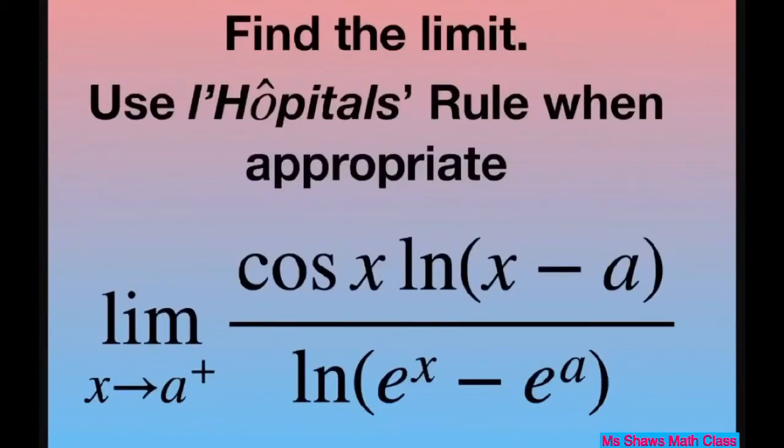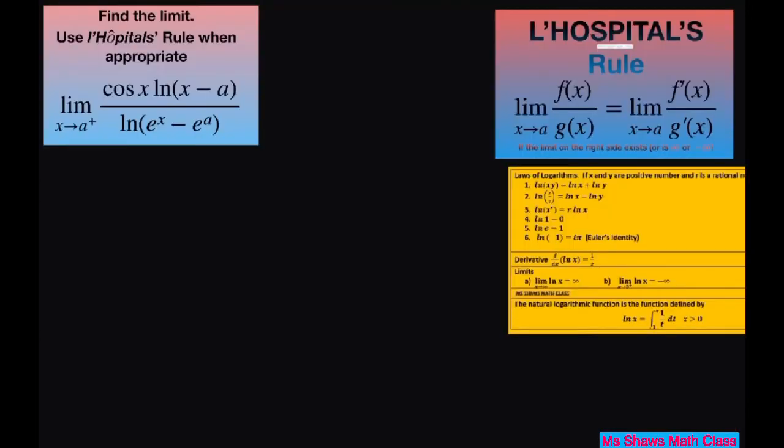Hi everyone. We're going to find the limit using L'Hopital's rule, where the limit as x approaches a from the right of cosine of x times ln of x minus a, all divided by ln of e to the x minus e to the power of a. So let's look at what form it has.